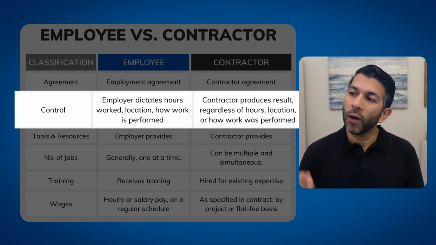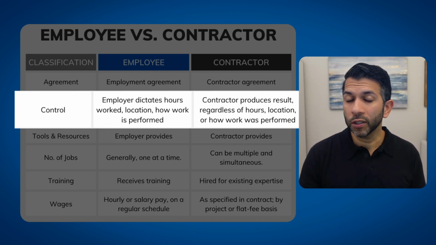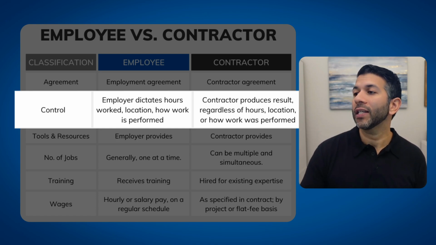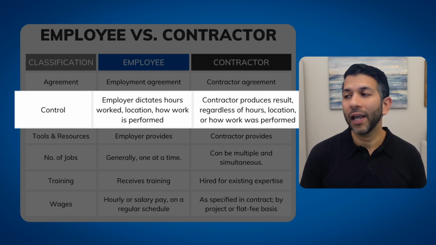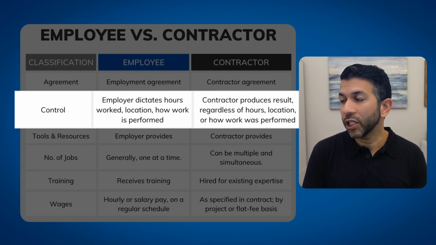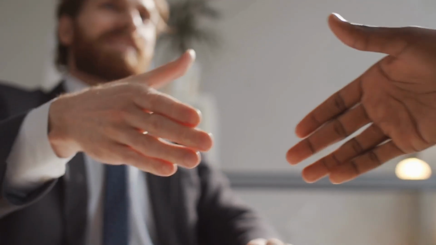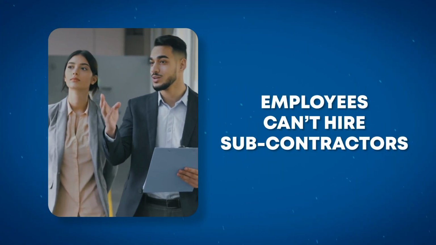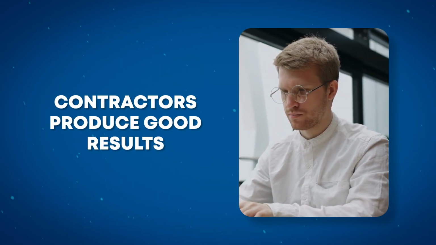If you have an employee, that typically means that you, the employer, dictate the hours worked, the location in which they perform their work, and how that work is performed. Contrast that with the contractor, who is basically just hired to produce a result, regardless of the hours it takes them to do that, regardless of the location you're asking them to do it in, or how that work gets done. They may even be able to hire subcontractors to do that work as long as the work is done. An employee can't hire subcontractors to do that work. You want that employee doing that work. Well, the contractor is a little bit different, okay?